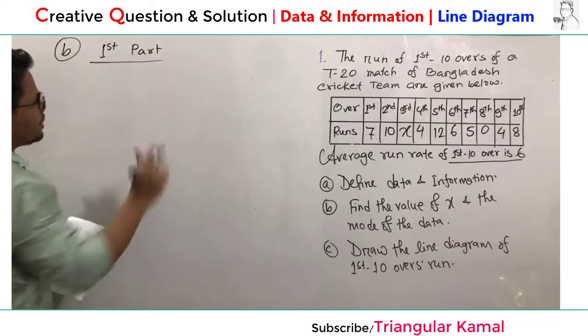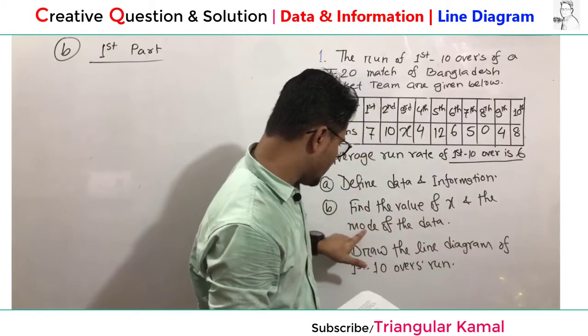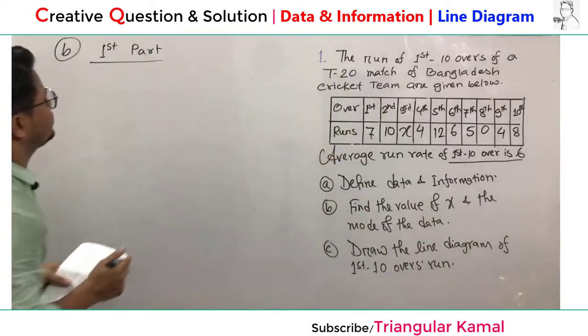There are two parts here. The first one, the value of x. Second one, find the mode of the data. So first part here.